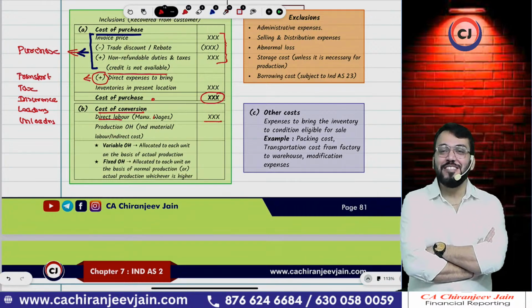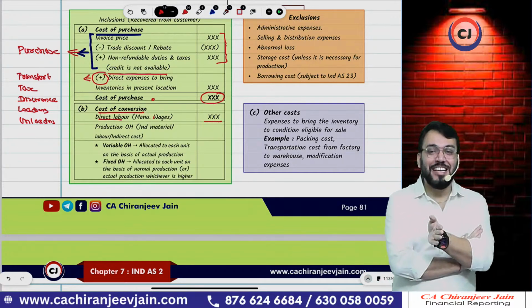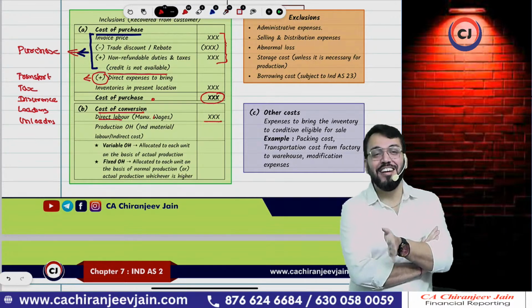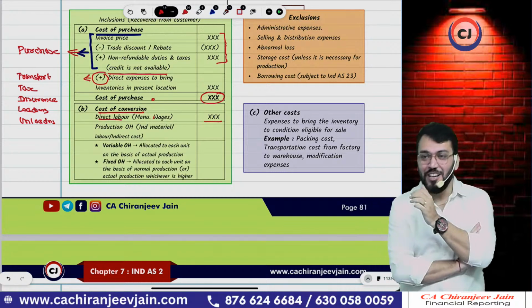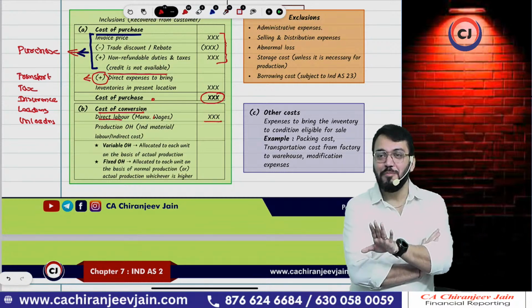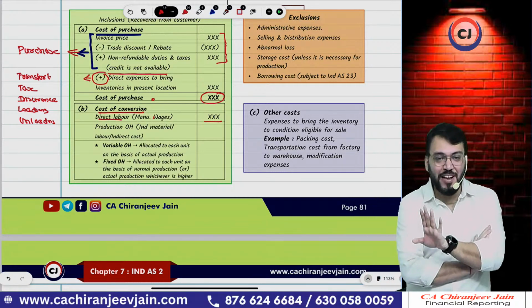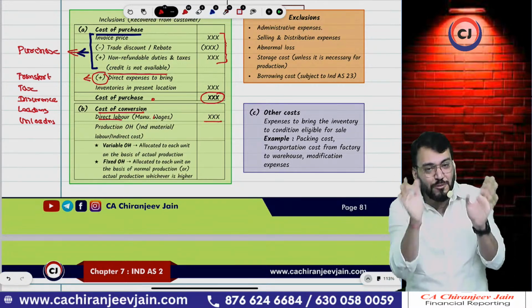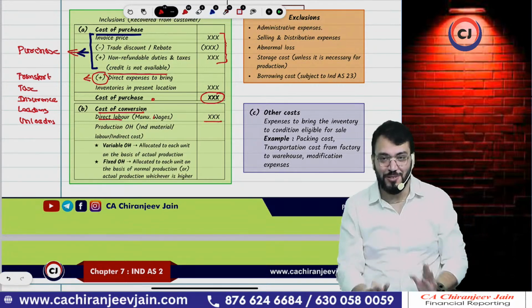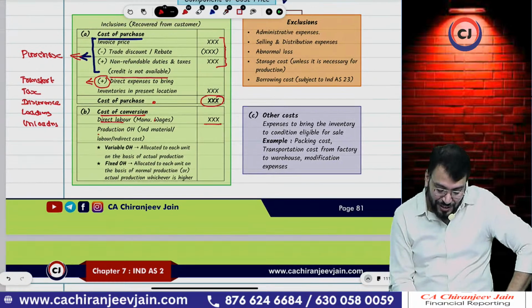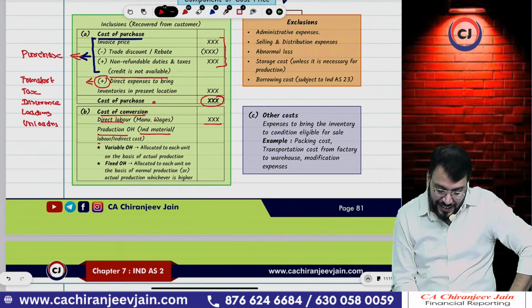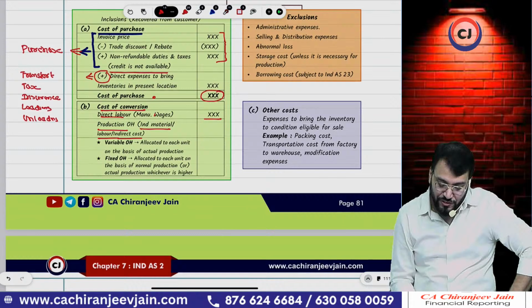But production overhead means what? Can I say it means indirect material, indirect labor, indirect manufacturing cost. Now you know indirect labor, indirect material, indirect manufacturing cost. Correct? So the sum total of these is known as production overhead. The production overhead is indirect material, indirect labor, indirect manufacturing cost.